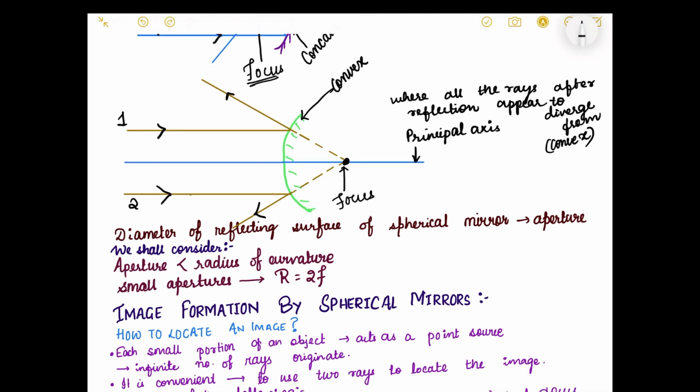Now the diameter of the reflecting surface of a spherical mirror is referred to as the aperture. In our discussions we shall consider only those spherical mirrors for which the aperture is less than the radius of curvature, and for small apertures this R, the radius of curvature, is equal to twice the focal length.